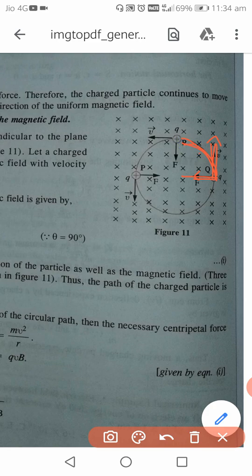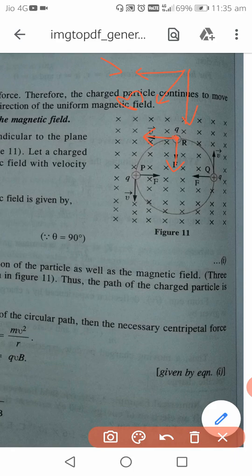And as the particle reaches this position, what will happen? At this position, the direction of its velocity is this side. The magnetic field is into the plane. This time this is velocity, and the magnetic field is along the z axis only, this one. This is v, this is B. Force in which direction? V cross B, if you do this, this is the direction of force.